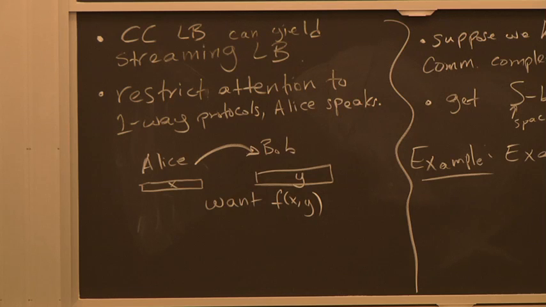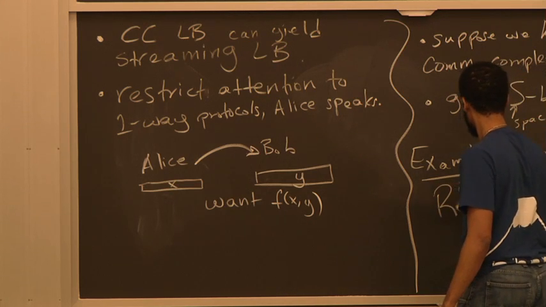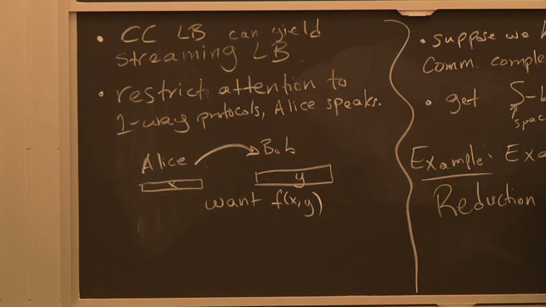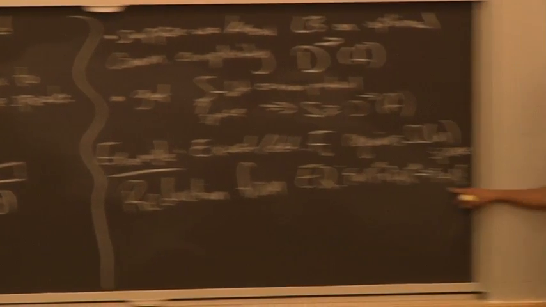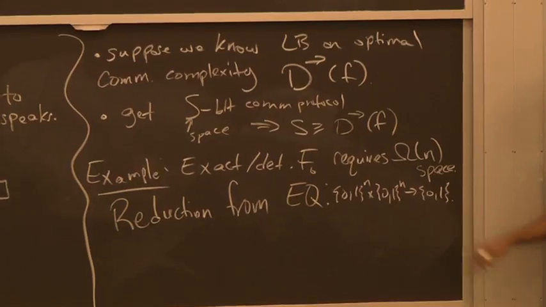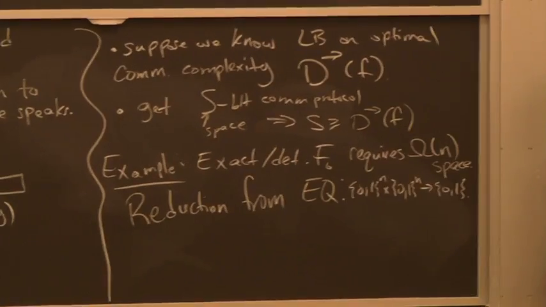Okay, so we're going to do a reduction from the equality function. Equality is a function that takes two arguments, x and y. X and y are both bit strings of length n. And it's either 0 or 1. It's 0 if they're not equal. It's 1 if they're equal. Okay, that's the equality function.